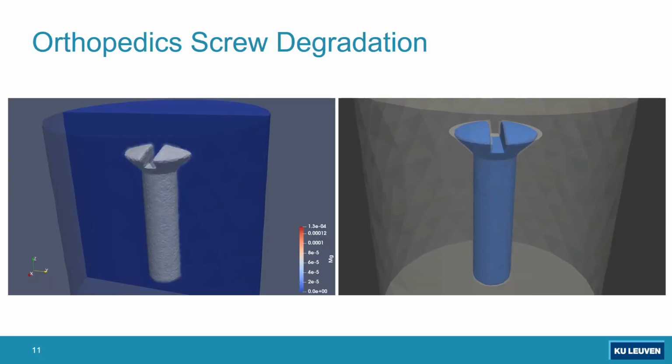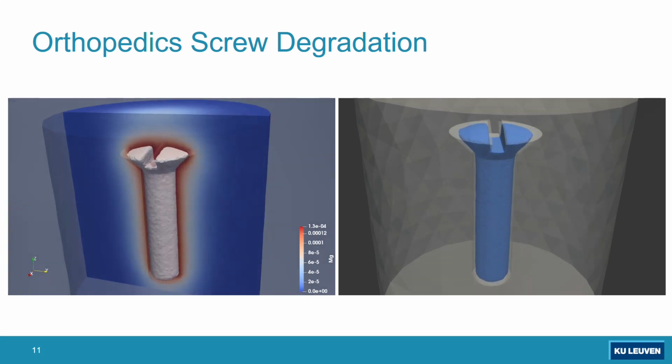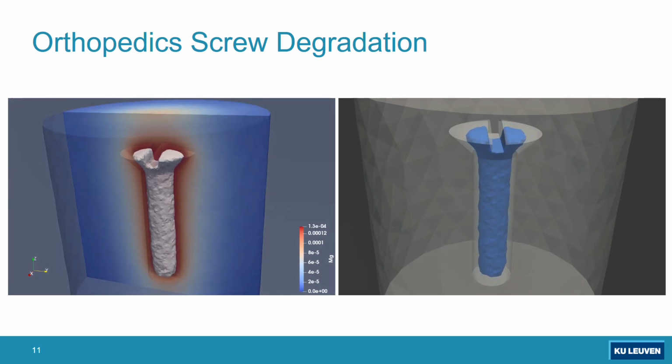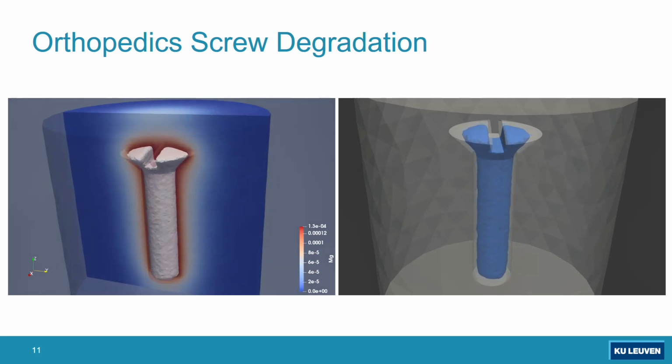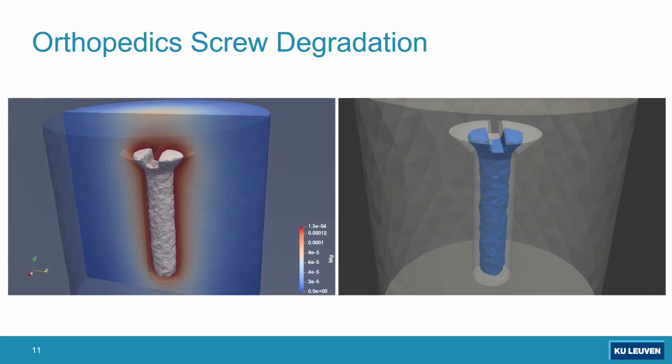So this is the kind of result that we can get. On the left, you can see the screw and the cross section of the surrounding medium. This is the way the material is released, and the medical device or the implant is shrinking. And on the right, it is just the interface, which is captured by the level set method. I will show you the details later.